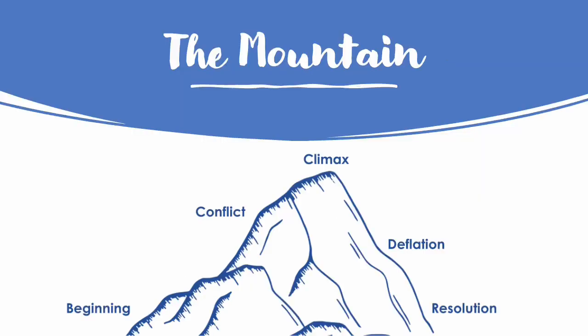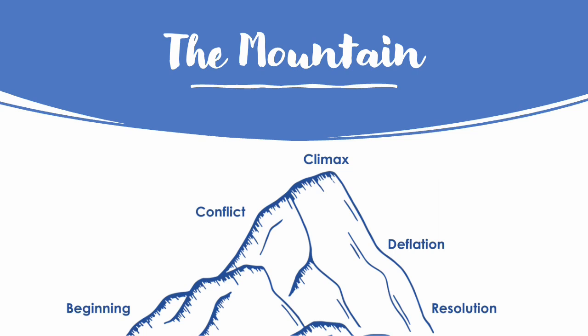The second is the mountain. The mountain is typically seen in TV series or serials, or also on Netflix series or Amazon Prime series. All these series usually have the mountain structure. It holds the tension and carries the action in a plot.